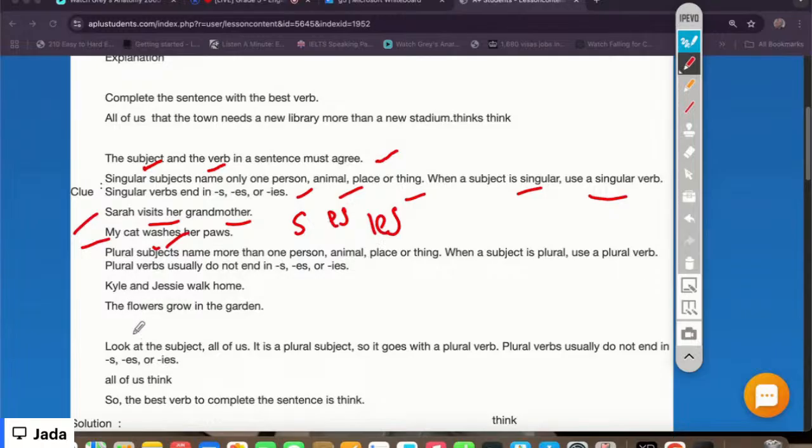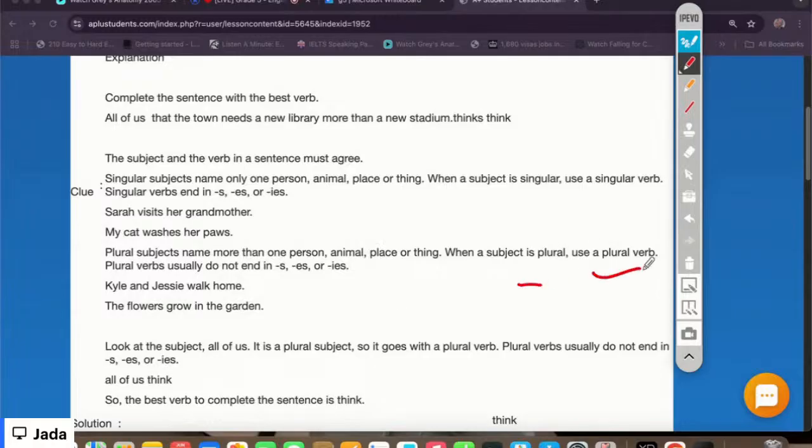All right, so we have here plural subjects name more than one person, animal, place, or thing. As usual, plural names more than one, right? So when a subject is plural, you have to use a plural verb, and the plural verb usually does not end with s, es, or ies. So the plural verbs do not end with any of that. It is very unique on its own.